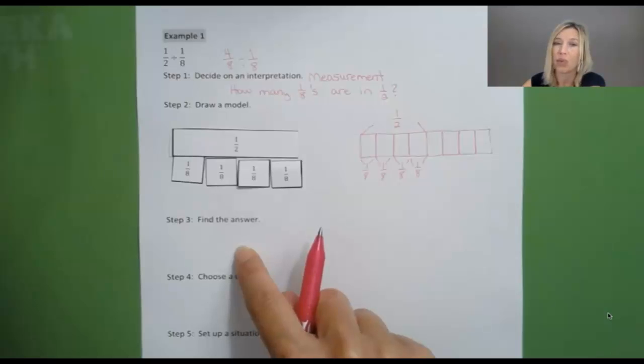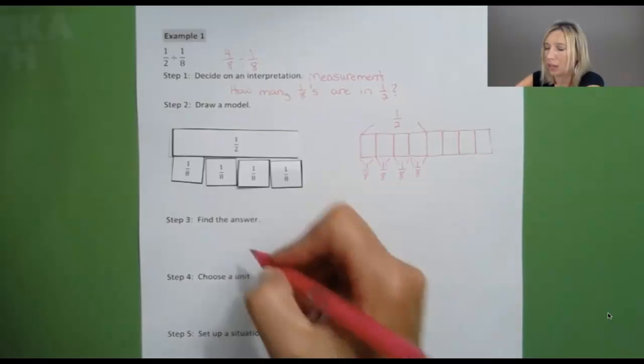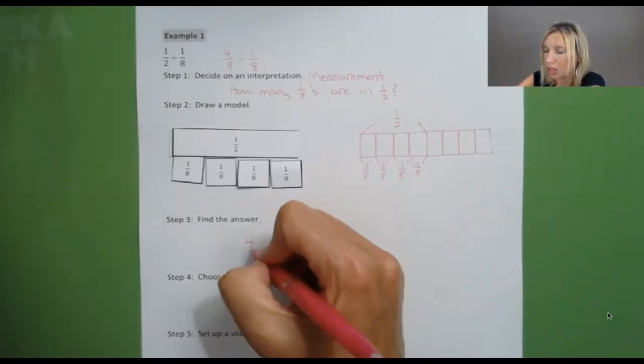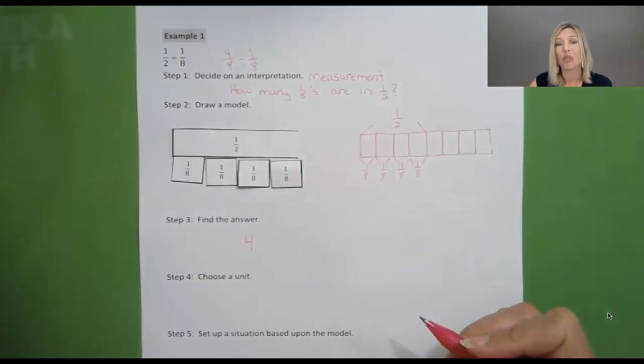Step 3 asks us to find the answer. So what is our answer to how many 1/8s are in 1/2? And we can see that the answer would be 4. Step 4 of our process for today is going to be to choose a unit.